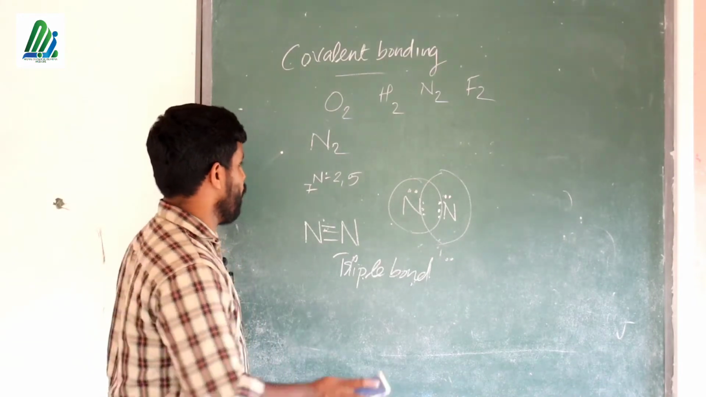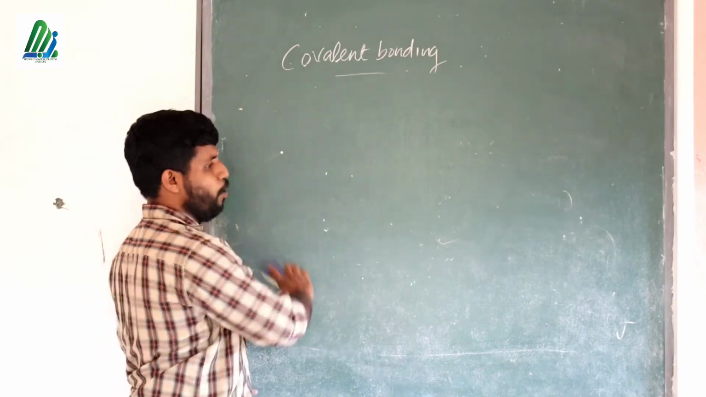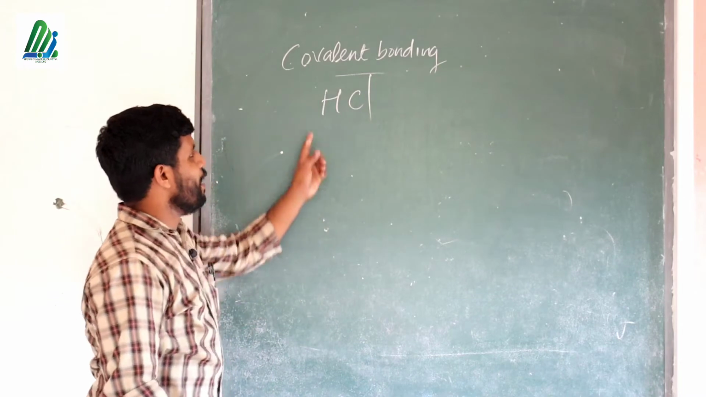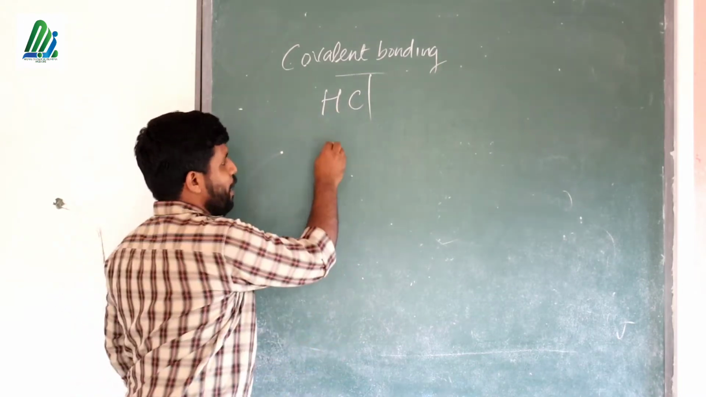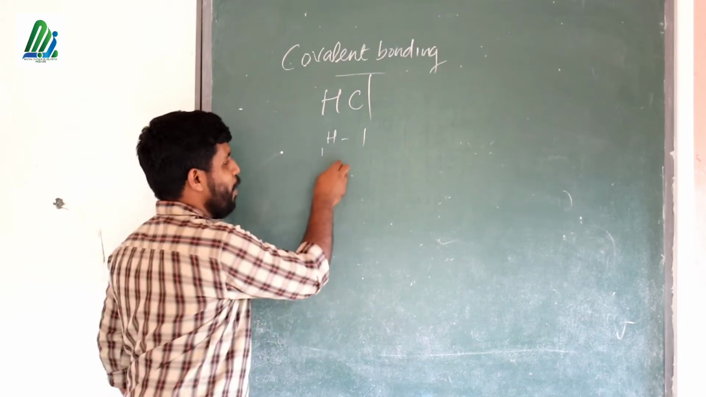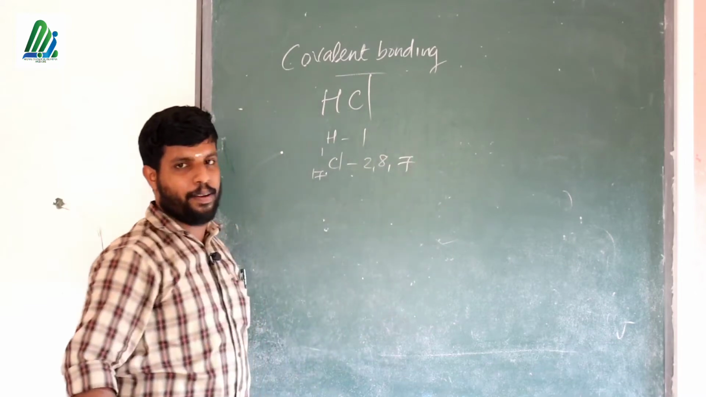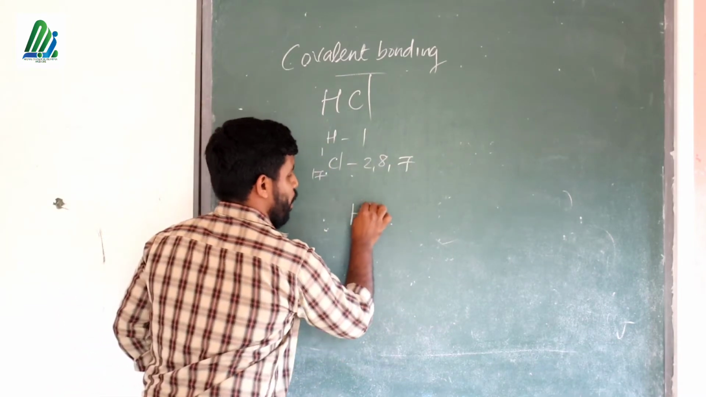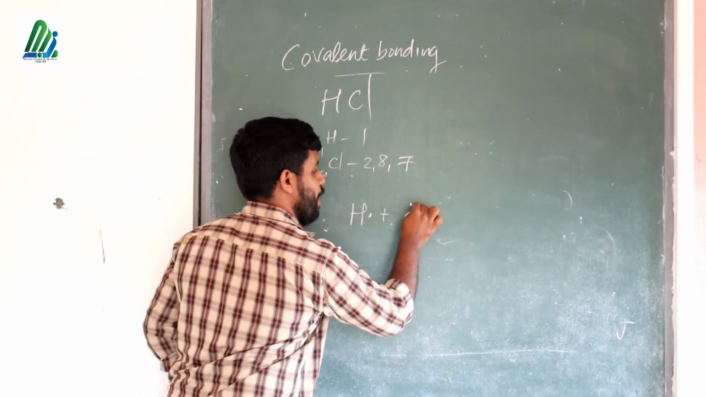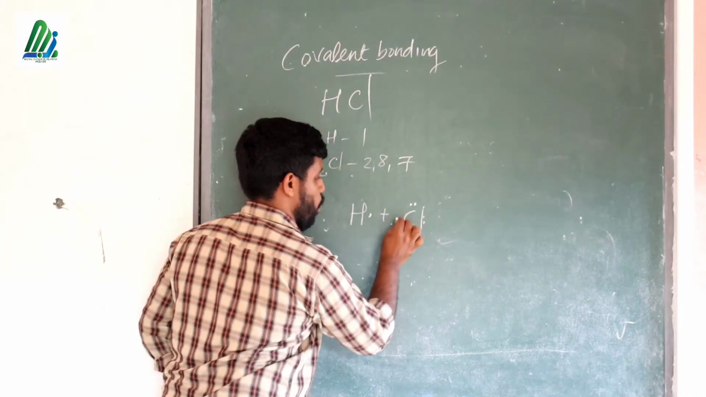Another example, we are going to discuss a compound. That compound is hydrogen chloride, HCl. So hydrogen is combining with chlorine. We know that hydrogen's atomic number is 1, electronic configuration is also 1. Chlorine's atomic number is 17, electronic configuration 2, 8, 7. Hydrogen has only 1 electron in its valence shell, and it is combining with chlorine, which has 7 electrons in its valence shell.